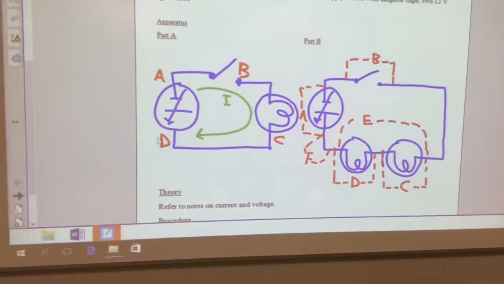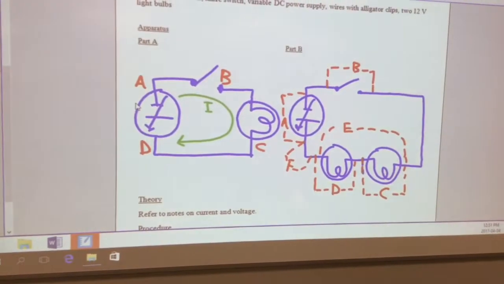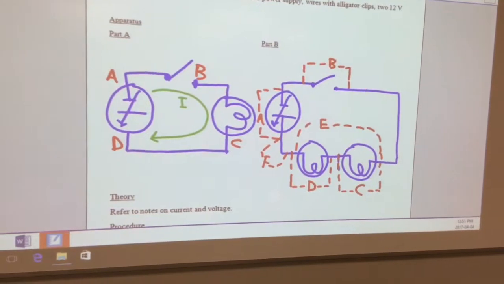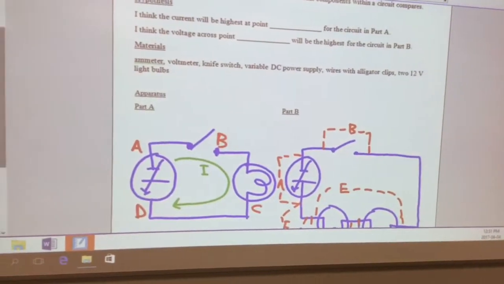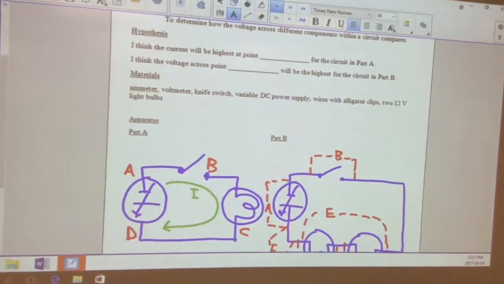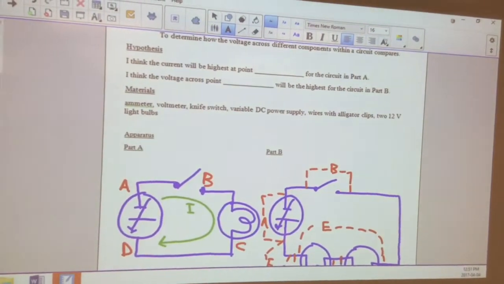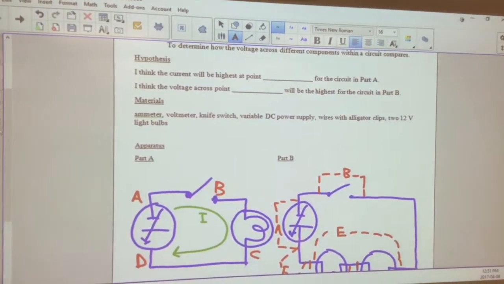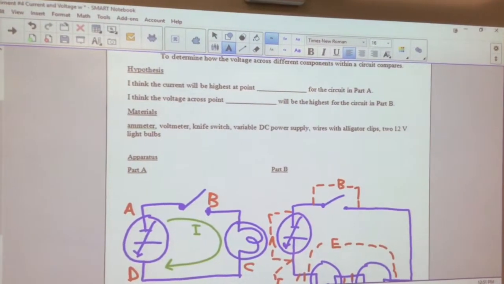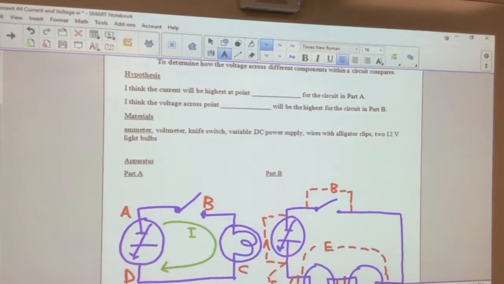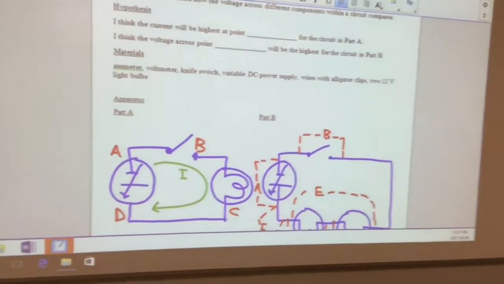Before we proceed, you'll want to fill out your hypothesis, which is just above this here. I think the current will be highest at point A, B, C, or D is what you want to put in there. And I think the voltage across point blank will be the highest for the circuit in part B. There you would put in either A, B, C, D, E, or F.